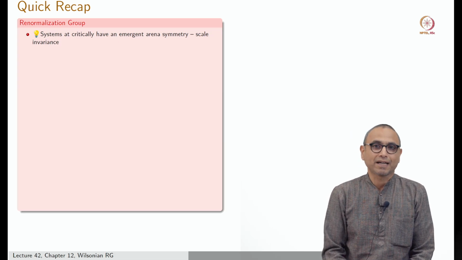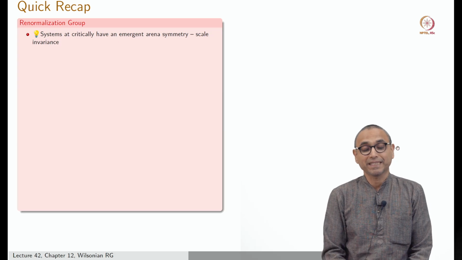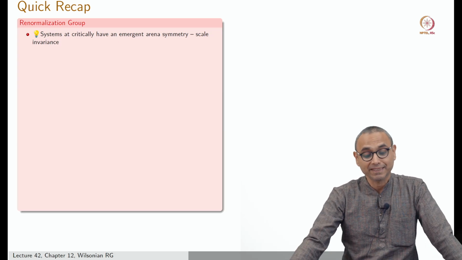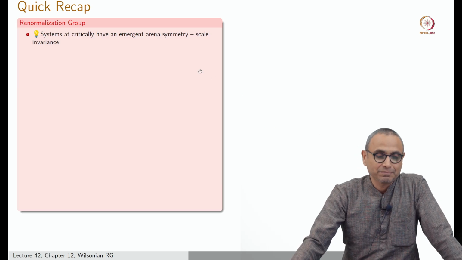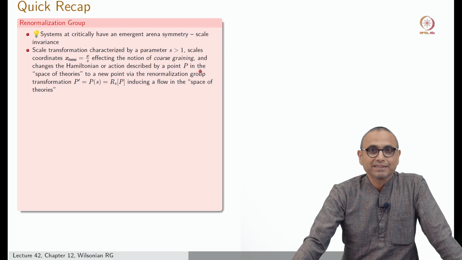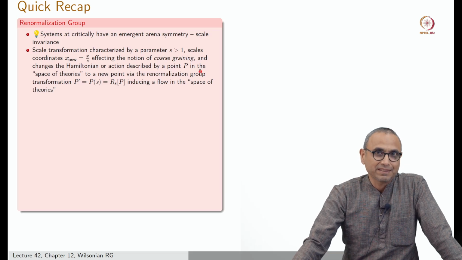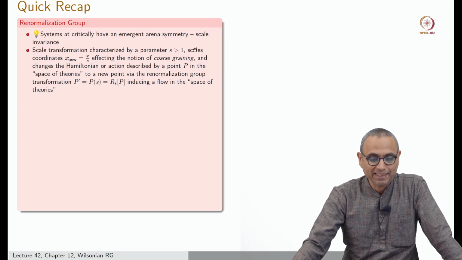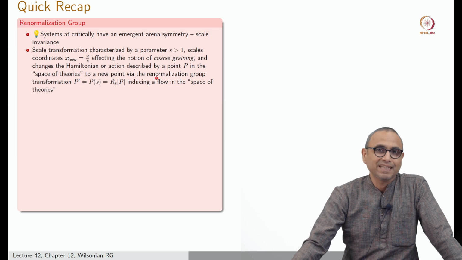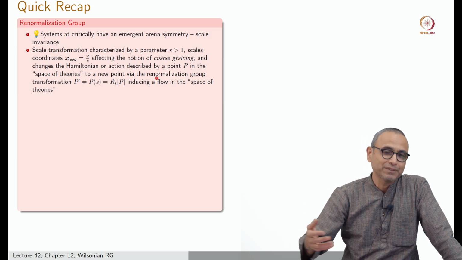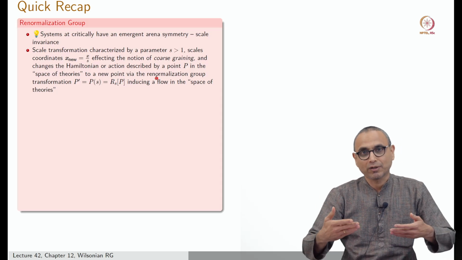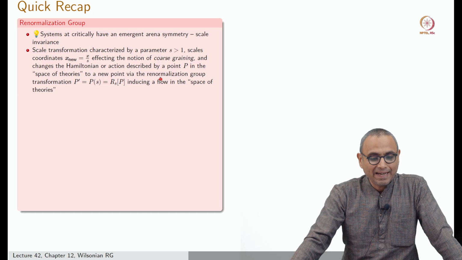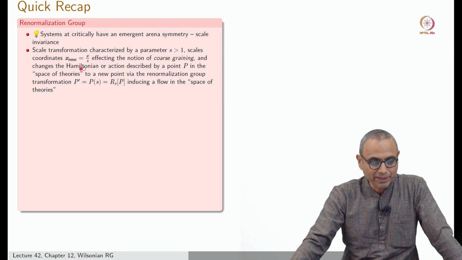So, the starting point of the renormalization group idea is that systems at criticality have an emergent symmetry, which is scale invariance. Scale invariance is characterized by a transformation which requires a scale factor, which we take to be greater than 1. So, S is greater than 1, the scale factor, and what this does is it allows you to think about coarse graining, which is that you are looking at the system on larger length scales. And what the scale transformation does is it of course changes the coordinates in the way that we write down here, but will also change the Hamiltonian.